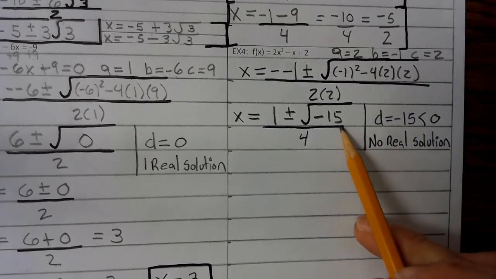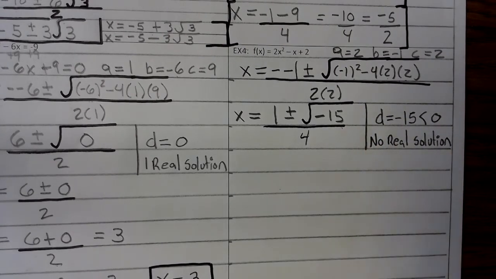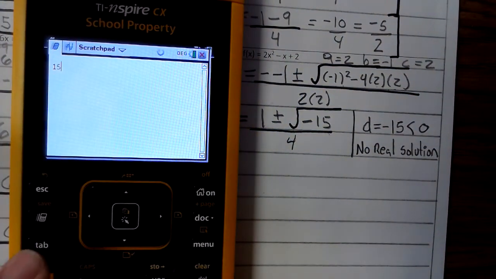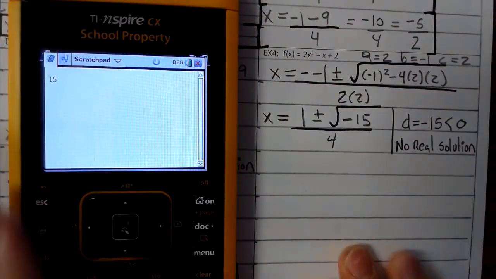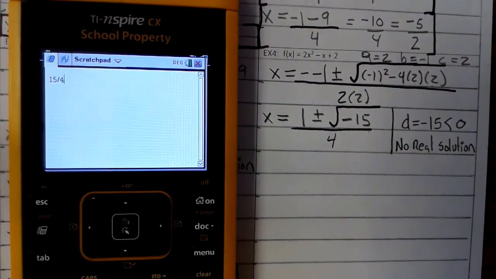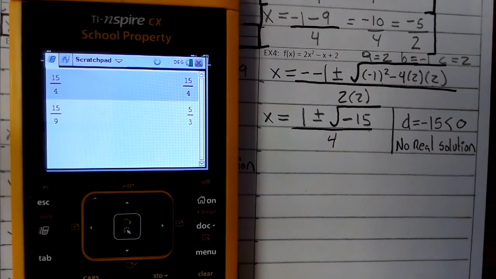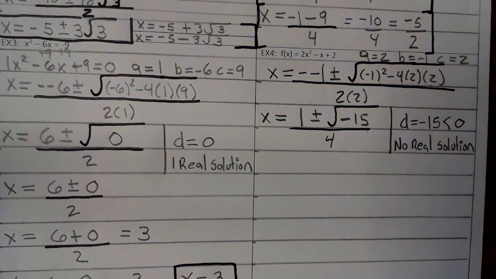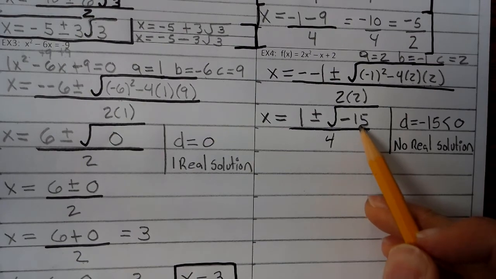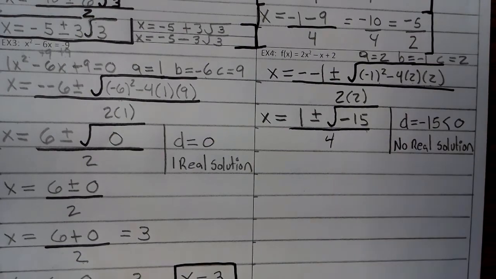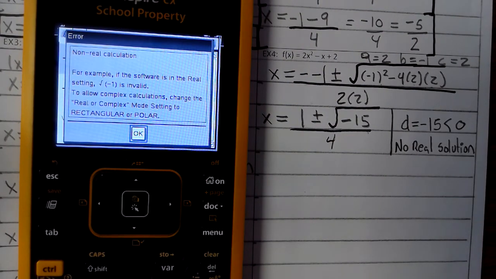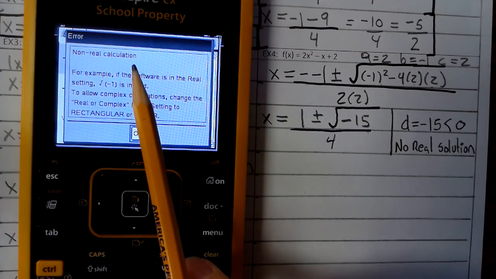Now, we want to see if there's a perfect square that divides into 15 to reduce that. So let's try 15 divided by the first perfect square, which is 4. That doesn't work. And the next one is 9. 15 divided by 9. As you can see here, there's no perfect square that reduces 15. Now, the next thing here is we need to understand what the square root of a negative number is. So let's just put that in. So let's do the square root of -15. And you can see here it says a non-real calculation.